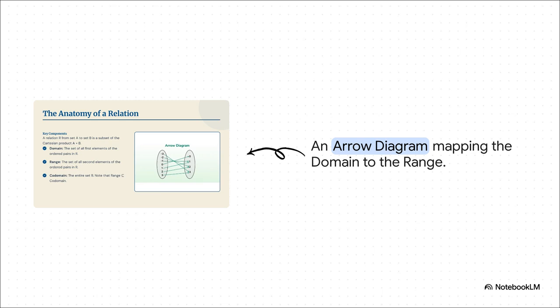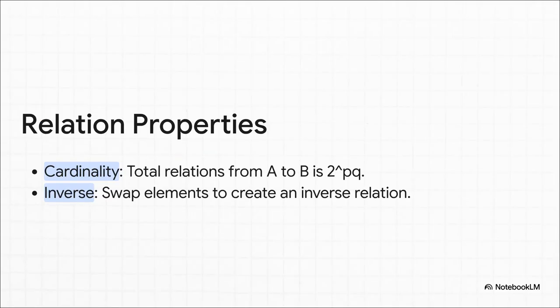Each arrow is showing how a specific rule links an element from the first oval over to the second. If an item on the right gets an arrow pointing to it, it's officially part of the range. But that entire right oval, whether arrows hit it or not, that's the codomain. Now, you might be wondering, how many total relations can we possibly make between two sets?